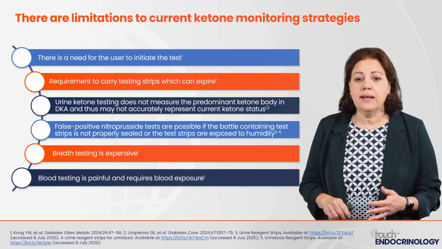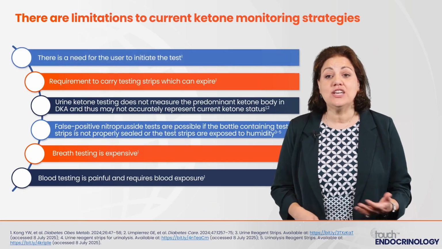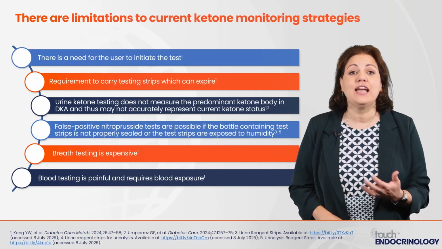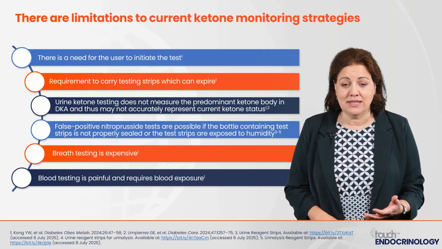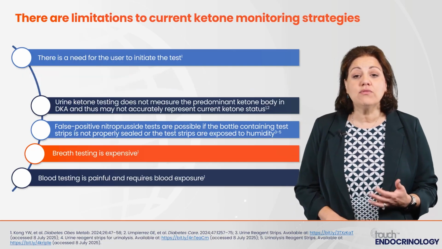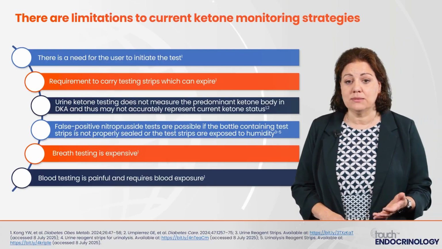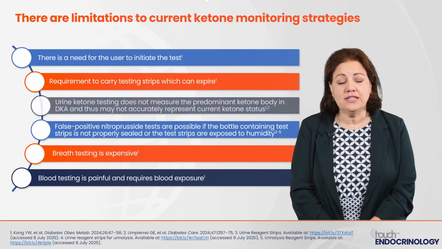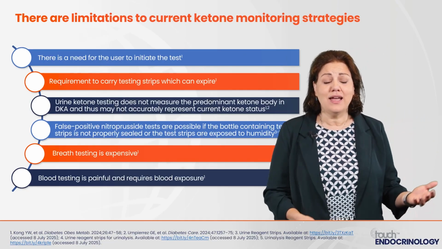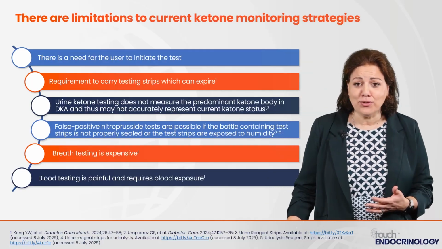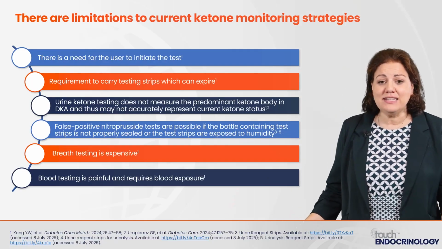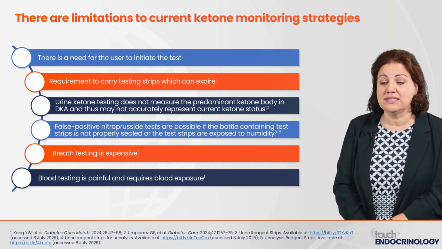The first is that people with diabetes need to initiate the testing. They need to be thinking about, do I need to measure my ketones in this instance? It also requires carrying strips and making sure these test strips are not expired. For urine ketone testing, people have to think about, am I out? Can I find a bathroom? Is it going to be easy to go ahead and test for ketones in this instance?